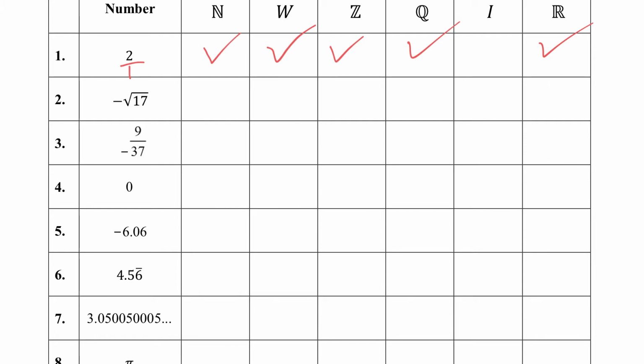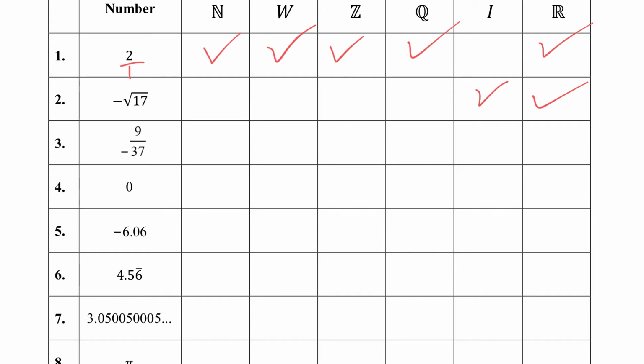Let's try negative root 17. Well, square root of 17, it doesn't square root nicely. And so, first off, it's not natural because it's negative, it's not whole. It's not going to be an integer. It's not going to be a rational number. In fact, this is an irrational number, which is still, of course, real.